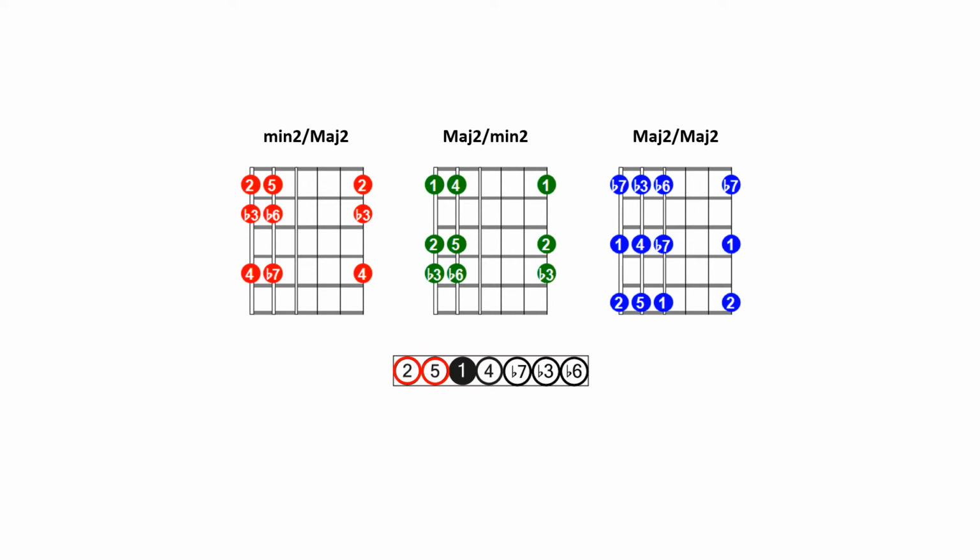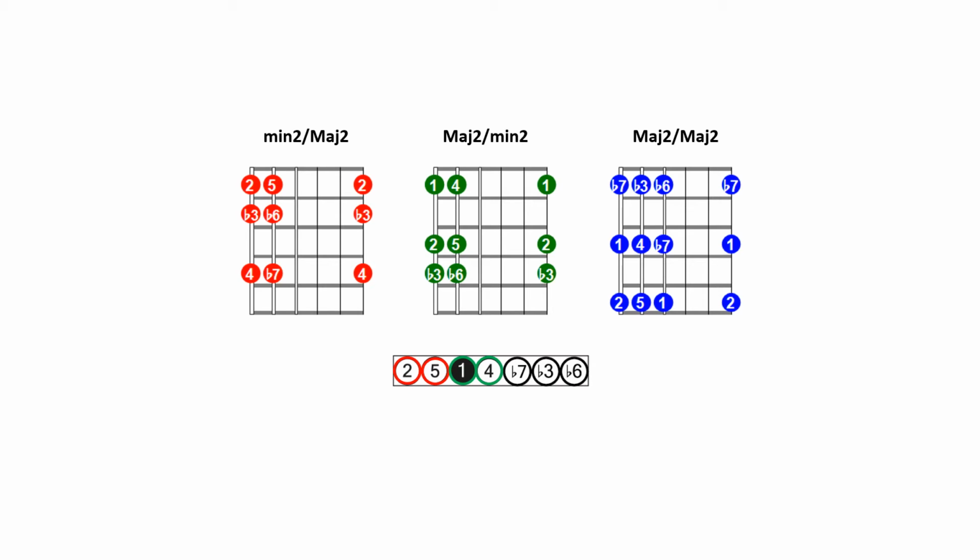When 1 and 4 are the lowest intervals, we have a major second followed by a minor second interval. The seconds in this pattern are 1, 2, flat 3, and 4, 5, flat 6.